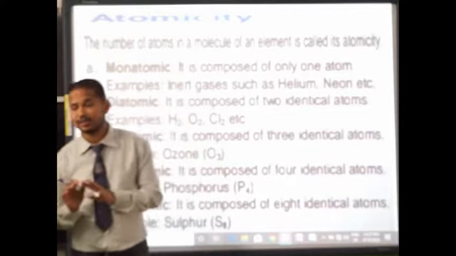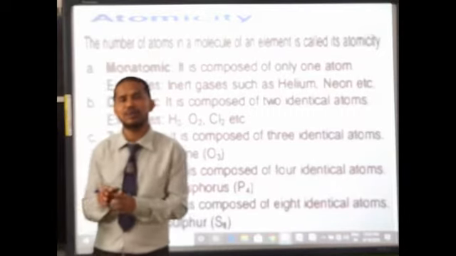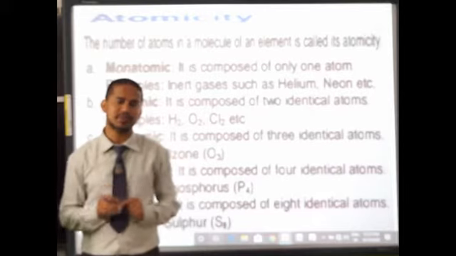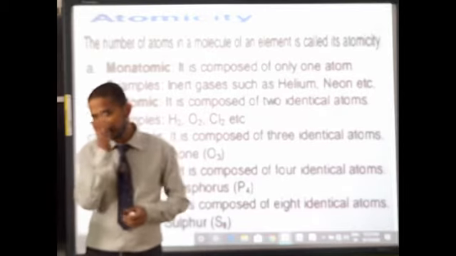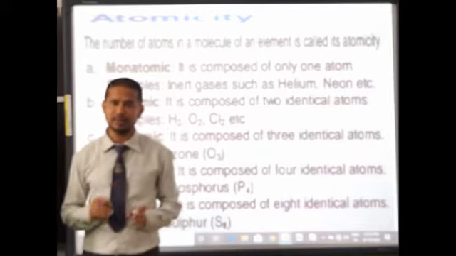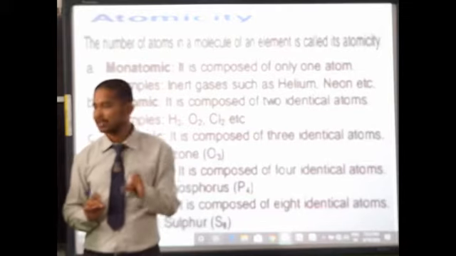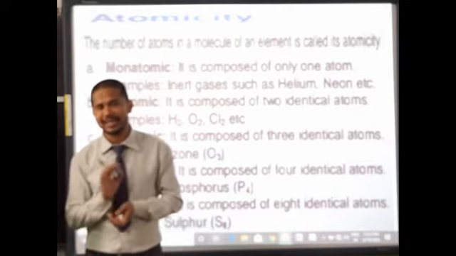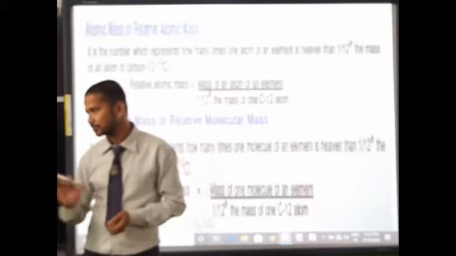So these are diatomic. Then triatomic: so far we know there is only one triatomic element, that is ozone, O3. Then tetratomic, having 4 atoms in their molecule, that is phosphorus, P4. Then octaatomic, sulfur, S8. It is composed of 8 identical atoms.